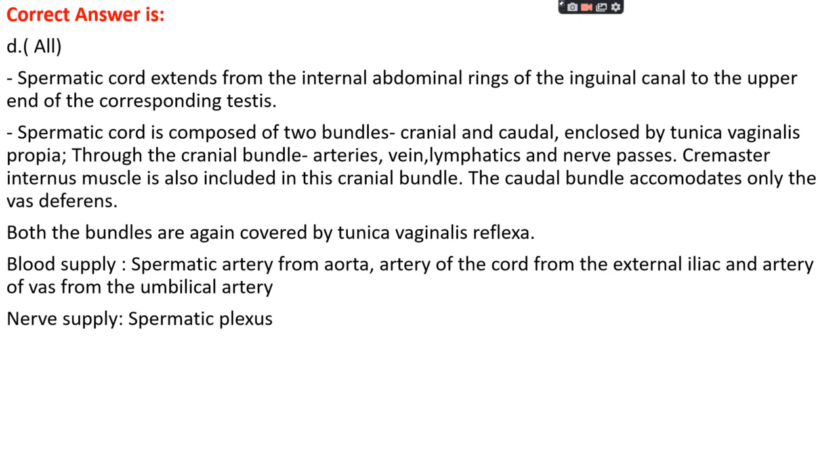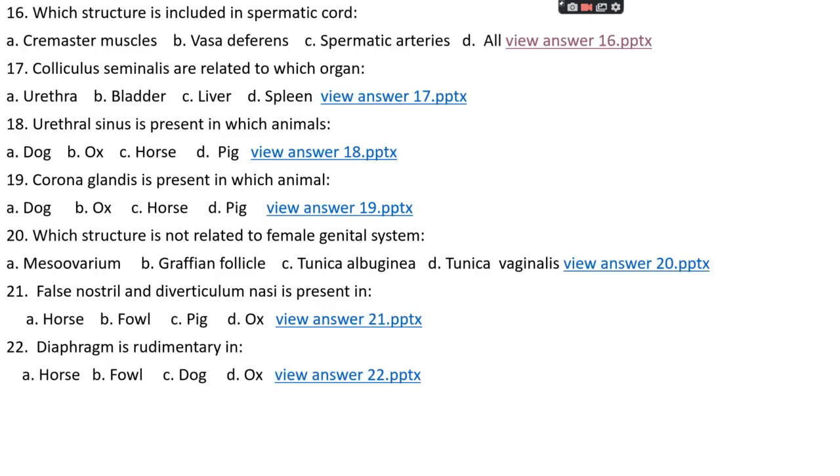If we see its blood supply, the spermatic artery from the aorta, the artery of the cord from the external iliac, and the artery of the vas from the umbilical artery supply this spermatic cord, while the nerve supply is done by the spermatic plexus.